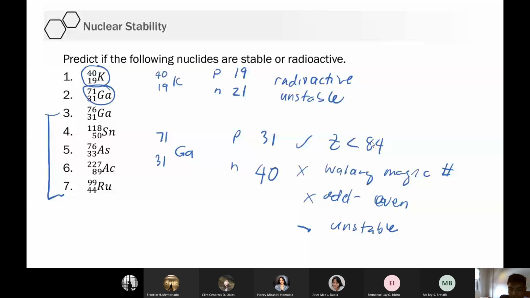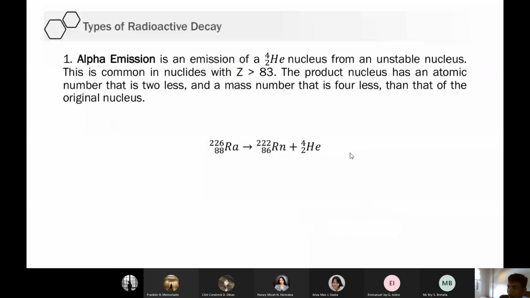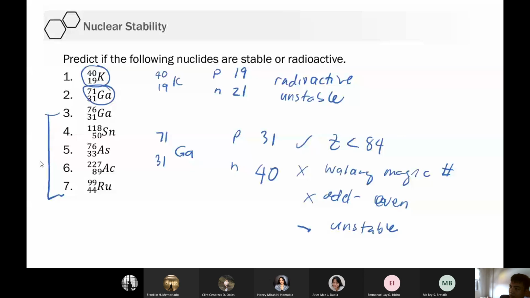Okay? So, ganun lang gagawin nyo, ha? Bilangan nyo protons, neutron, then follow this checklist. This one, pag hindi sinunod to, radioactive agad. Pag sinunod to, pero yung dalawa, hindi, unstable agad. Okay? So, ganun lang gagawin nyo.